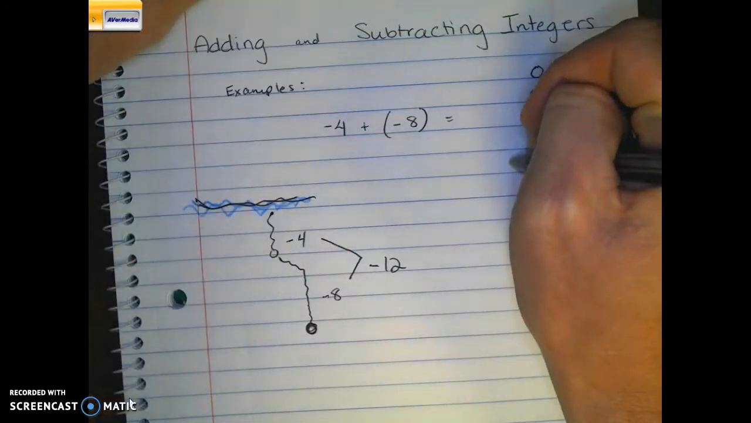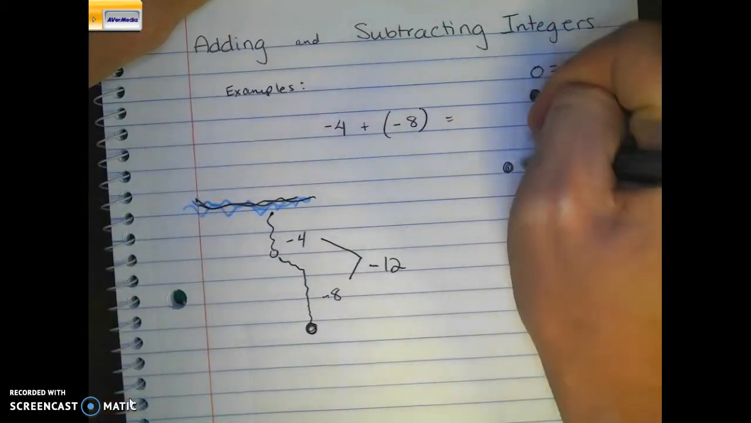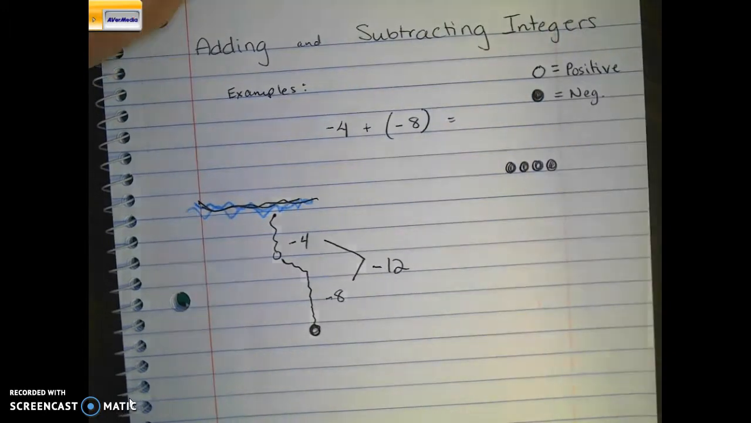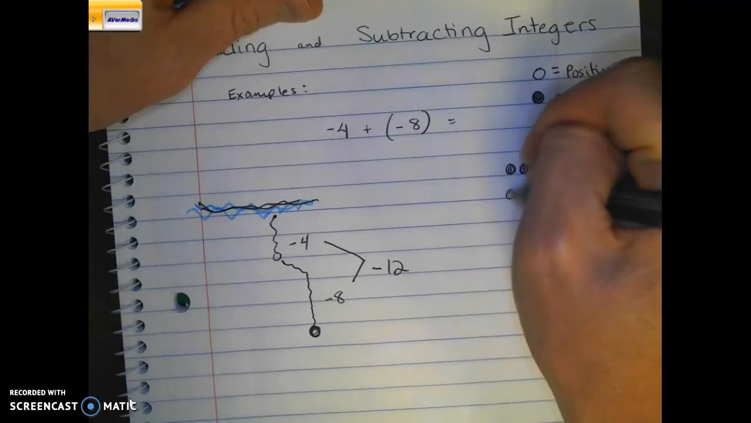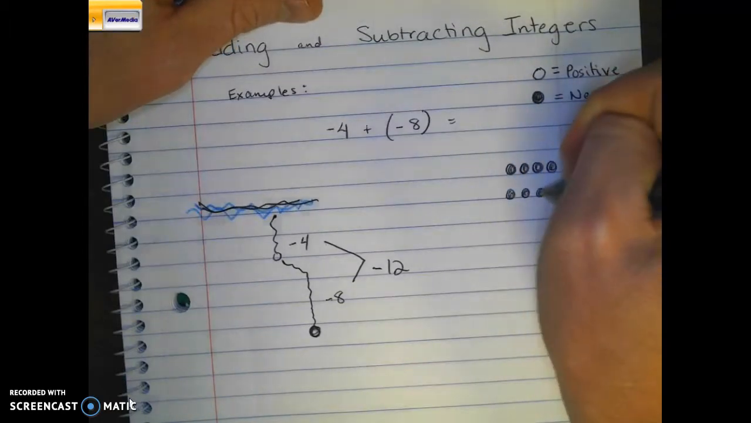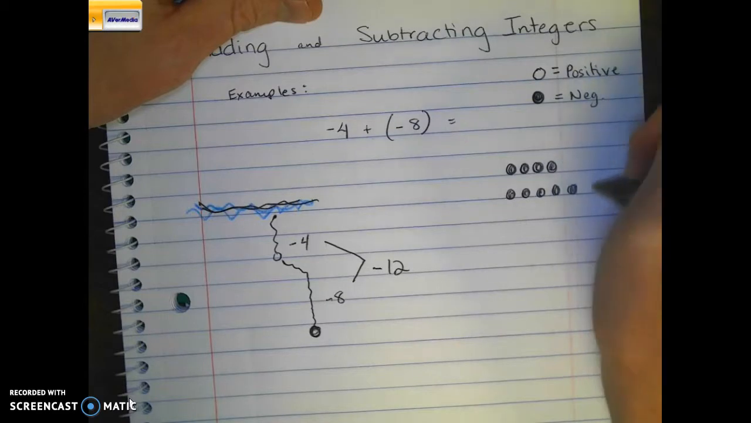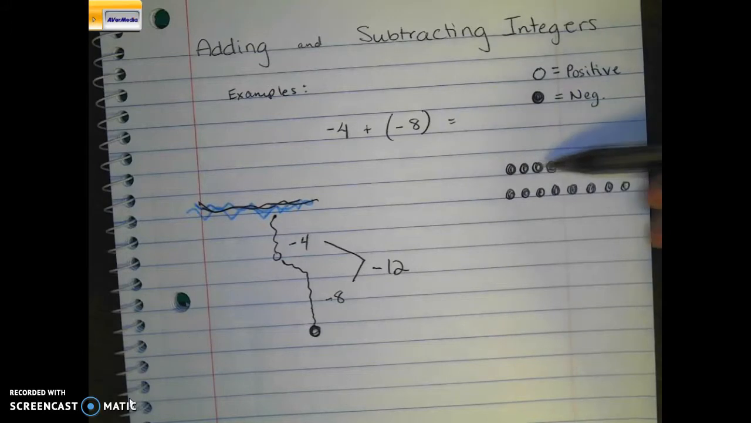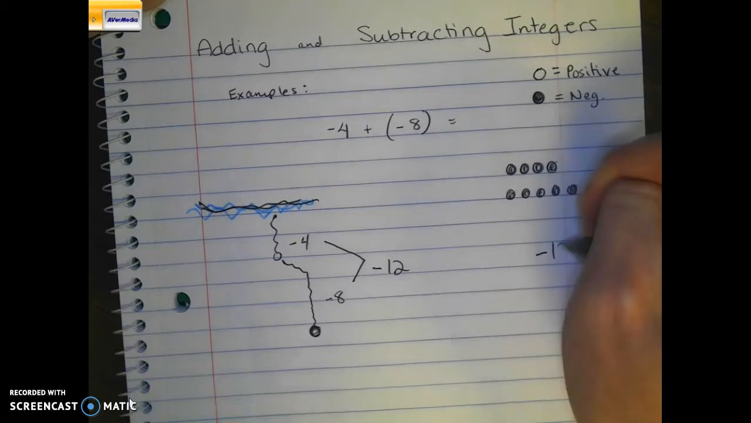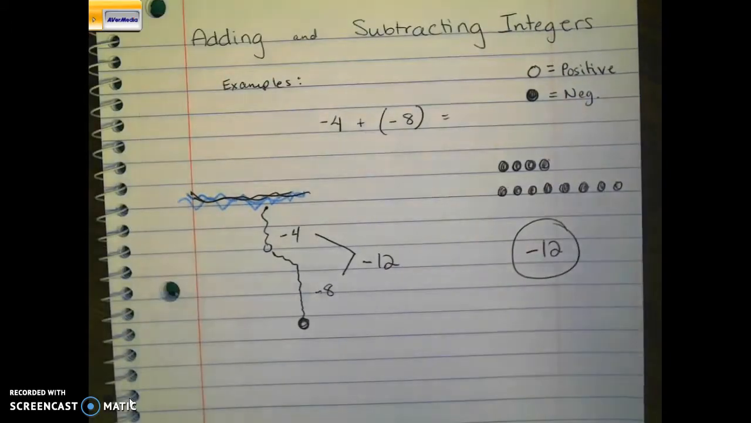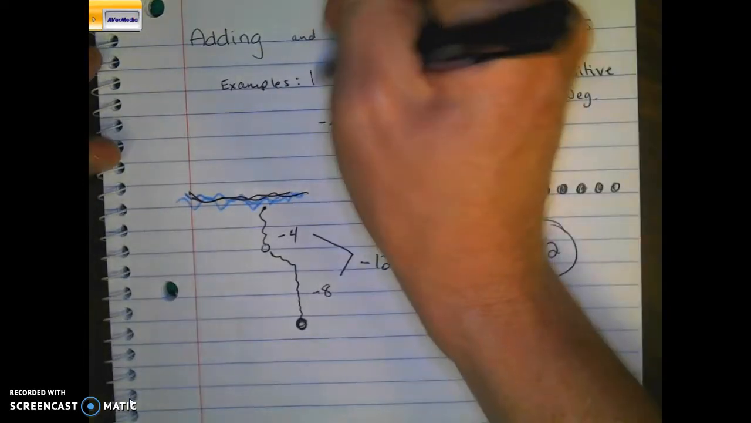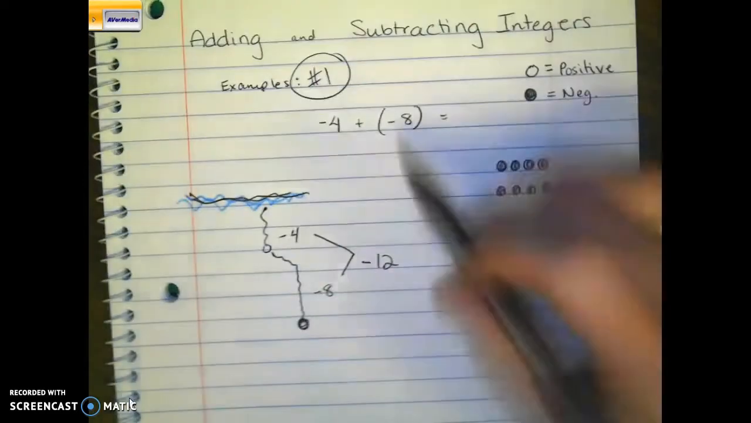You have 4 negatives, 1, 2, 3, 4, and then 8 negatives, 1, 2, 3, 4, 5, 6, 7, 8. So now how many total do you have? 1, 2, 3, 4, 5, 6, 7, 8, 9, 10, 11, 12. We still come up with -12. Okay? That's your first example, let's just call this example number 1, for adding integers.